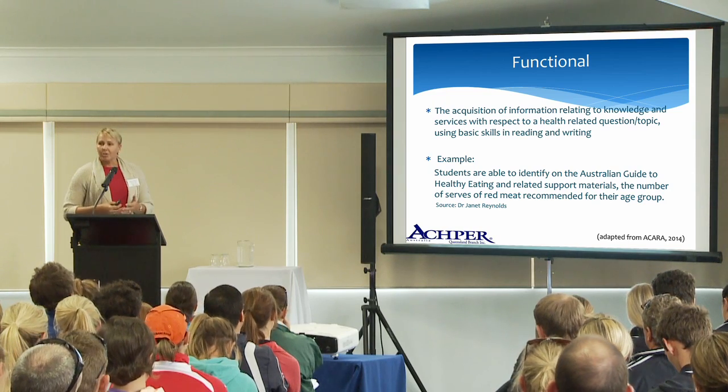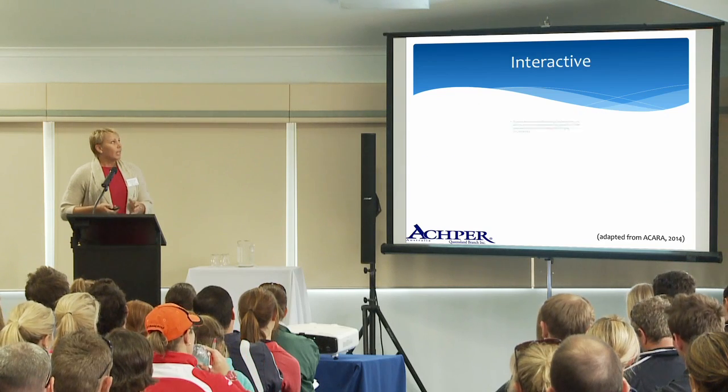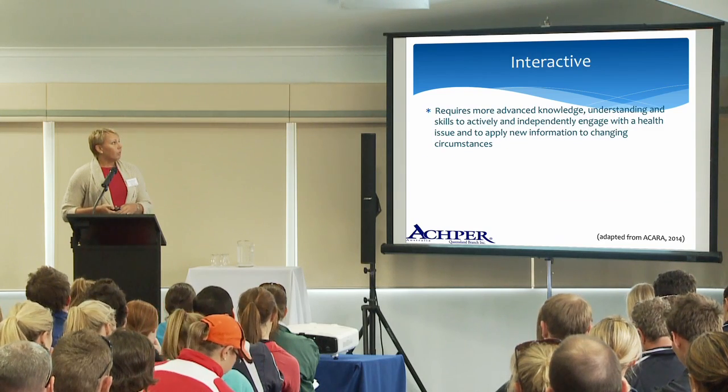So in terms of functional health literacy, we'd be looking at students being able to identify on the Australian Guide to Healthy Eating and related support materials the number of serves of red meat recommended for their age group, as an example. If we were then to move further into the interactive level, we're looking at more advanced knowledge. We're looking at understanding and skills to actively use that knowledge within another context, to engage with the issue.